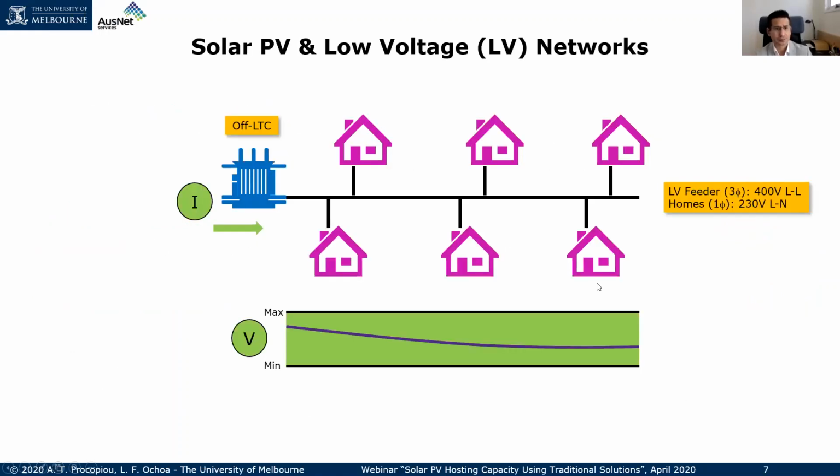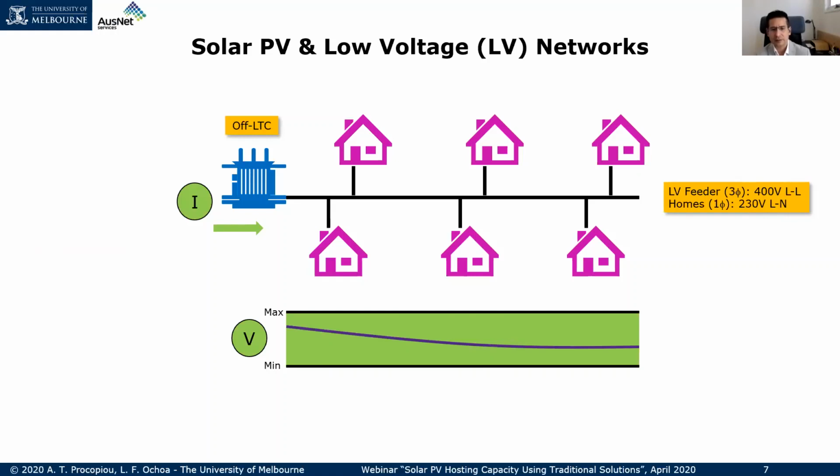Now, in terms of impacts, just to provide the basics here, this is a little diagram of a low voltage feeder. The thing is that our low voltage feeders, and in general, distribution networks around the world, have been designed to cope with the maximum load.